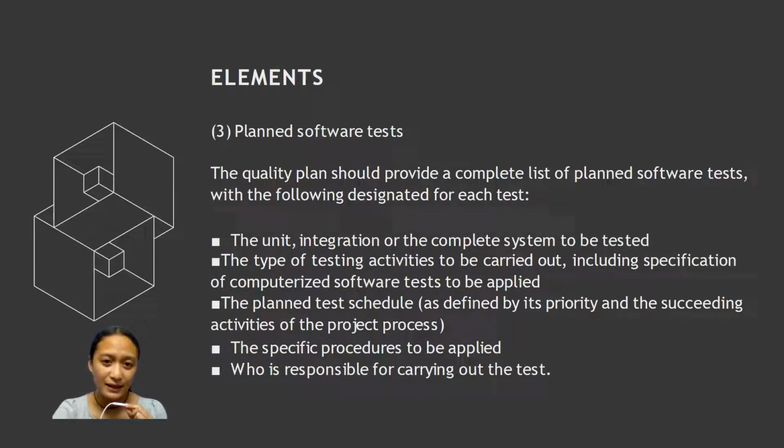Third element is the planned software tests. The quality plan should provide a complete list of planned software tests with the following designated for each test. The unit, integration, or the complete system to be tested. It also includes the type of testing activities to be carried out, including the specification of computerized software tests to be applied, the planned test schedule as defined by its priority and the succeeding activities of the project's process, the specific procedures to be applied, and of course, who is responsible for the test.